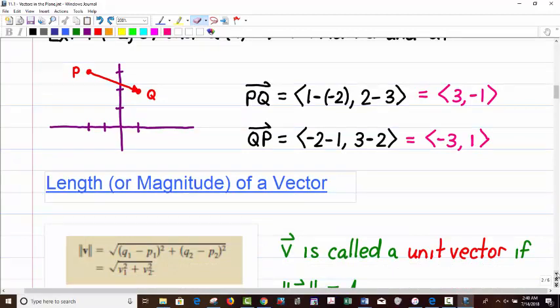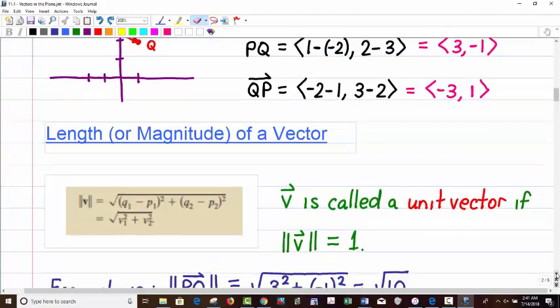But yes, the vector going in the opposite direction, you just take the negative, the opposite sign, of each component. So for example, if you had a vector v called (3, 6), that means the negative of vector v would be (-3, -6). So reversing the direction essentially makes it the negative of the vector.